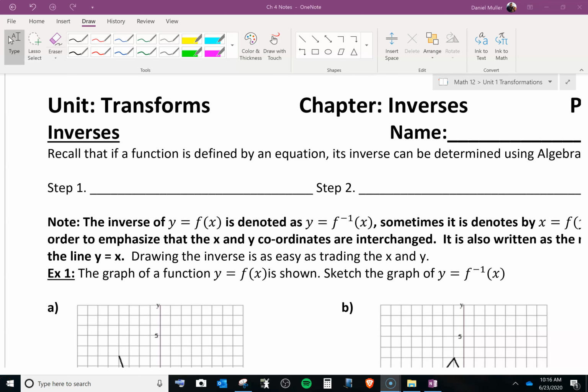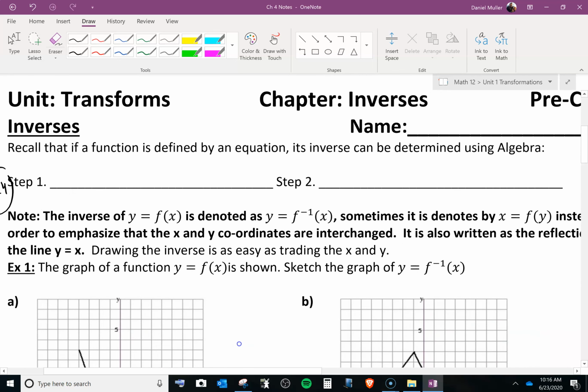We're now going to be looking at our inverse chapter as part of our unit on transformations. Now there is some stuff up here that we're going to ignore for the moment because that will help with example 4. So when we do example 4, we'll come back and do those.